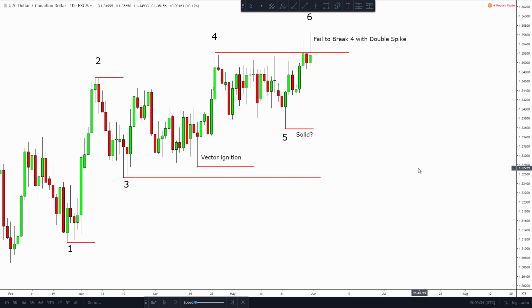In today's video we are going to study a rather advanced trade involving Newton's laws of motion and market manipulation. This scenario happened in the daily chart of the US dollar versus the Canadian dollar. Without further ado, let's begin the analysis to see if we can learn something with this chart.